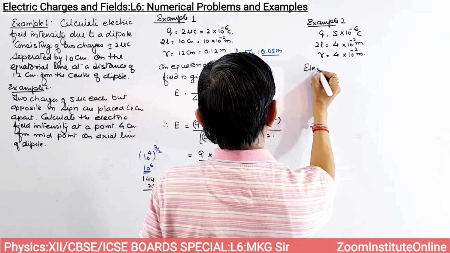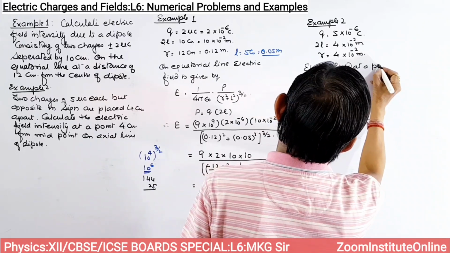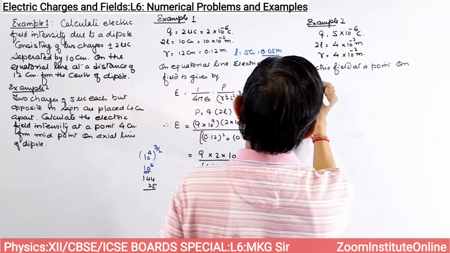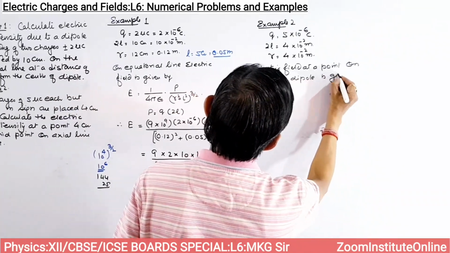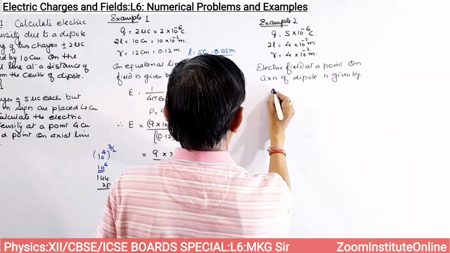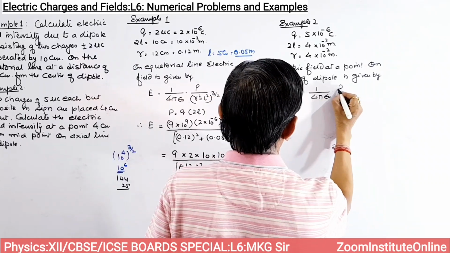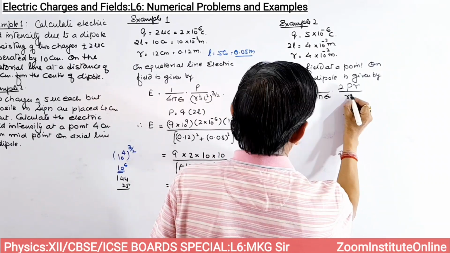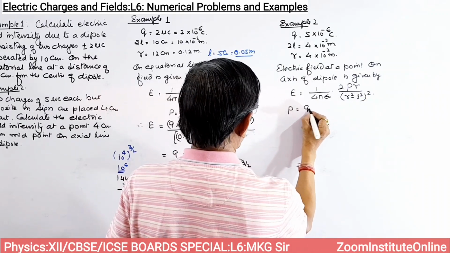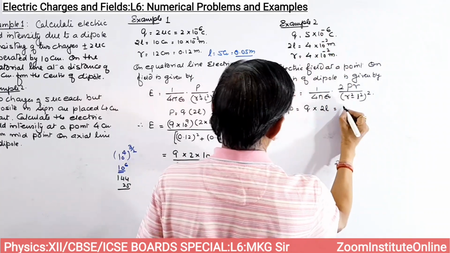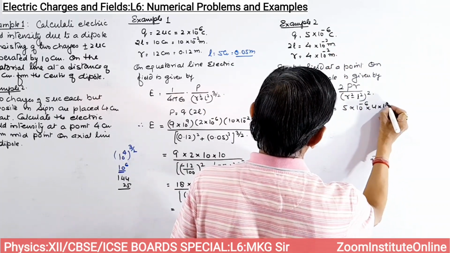So the electric field at a point on the axis of a dipole is given by E is equal to 1 upon 4 pi epsilon naught, 2PR upon (R square minus L square) whole square. So students, first of all, P is equal to Q into 2L. Q is equal to 5 into 10 to the power minus 6, 2L is equal to 4 into 10 to the power minus 2.